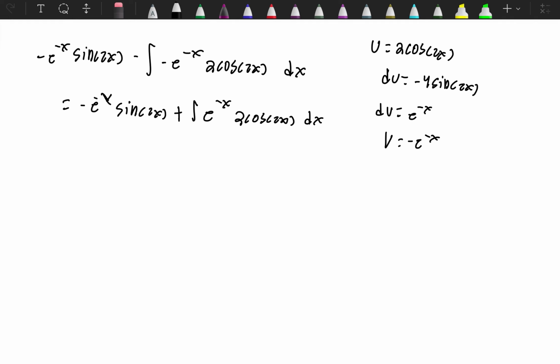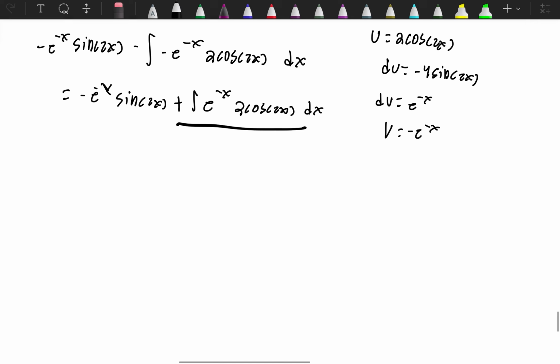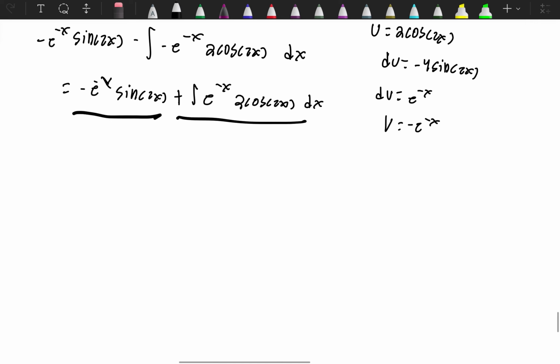But essentially, we're going to do the same thing again. We're going to make u 2 cosine 2x, and then du is going to be negative 4 sine of 2x. And then this time, dv is going to be the same, e to the negative x. v is negative e to the negative x. And since we only need to integrate this part again, we don't have to do anything with this one. We can just leave it. We're just integrating the second part.